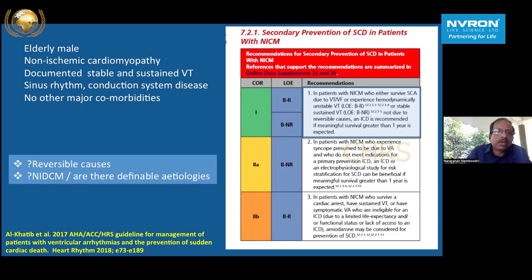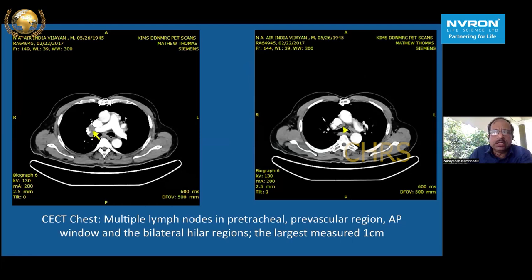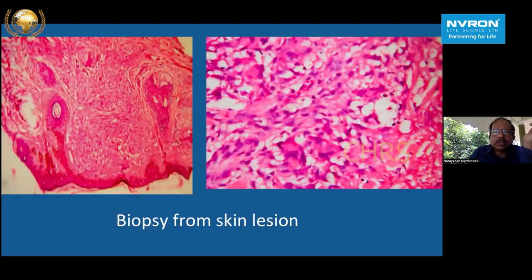One should remember that. Here, we need to look at those clauses, reversible causes, whether non-ischemic dilated cardiomyopathy has definable etiologies. So this patient had a Mantoux negative, ACE levels mildly elevated, and had shown LGE focal areas of subendocardial enhancement in the basal lateral level of the LV. For sarcoidosis, the more characteristic locations are subepicardial or basal septal, but overall features and also CT that showed multiple lymph nodes in pretracheal, prevascular region, AP window, and bilateral hilar regions, and not sub-centimeter, it's more than 1 centimeter. All these suggested this patient had features suggestive of sarcoidosis, and this was confirmed from a skin lesion.